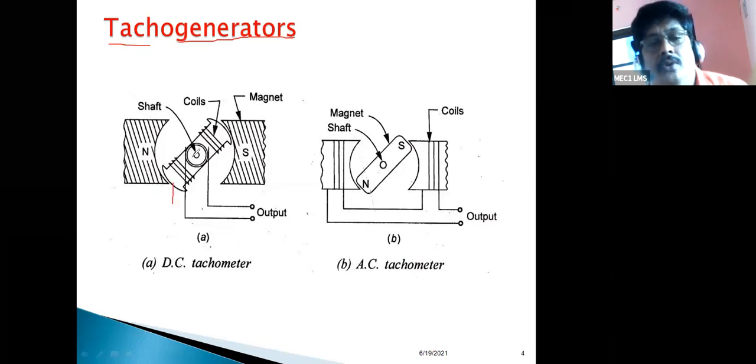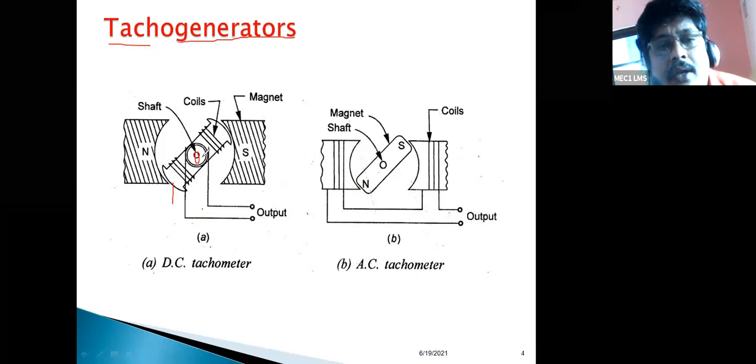That we have to fix to the end of the shaft whose speed has to be measured. So this is the shaft. If you observe clearly, coils are wound around the core.